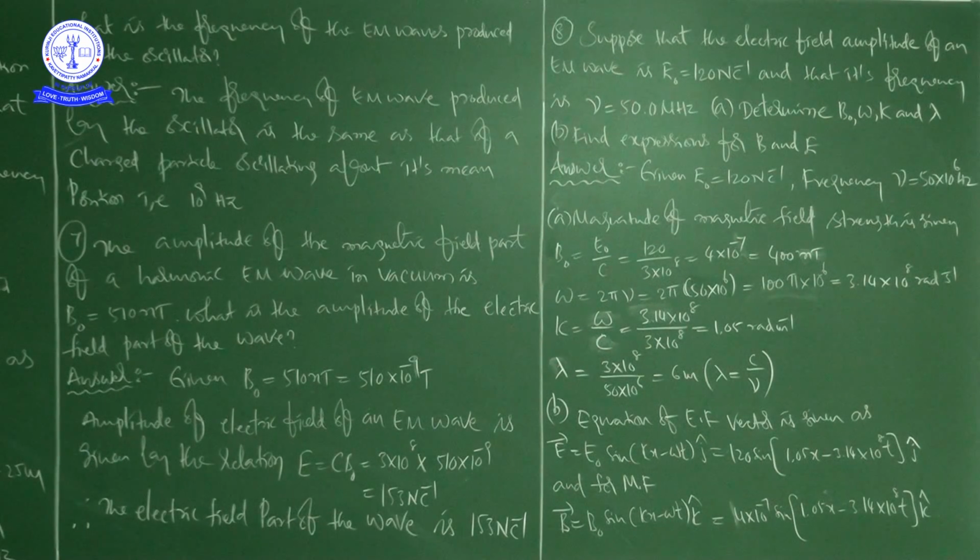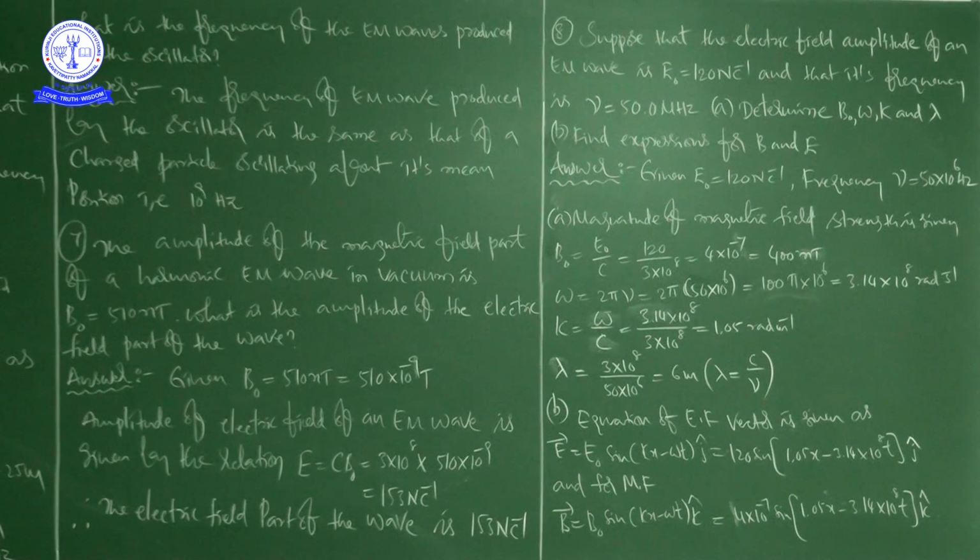Next, propagation constant K is equal to omega by C. Omega we just calculated: 3.14 into 10 power 8 divided by the value of C, the constant 3 into 10 power 8. Here we are getting 1.05 radians per meter. It is radians per second divided by meter per second, and finally we get radians per meter as the unit for the propagation constant.